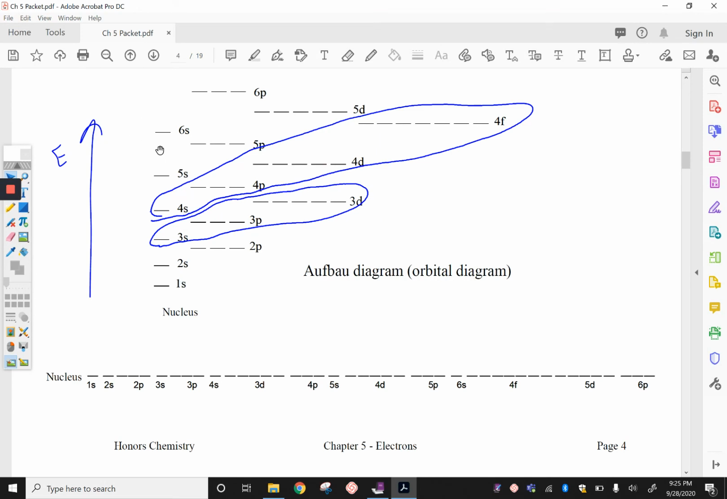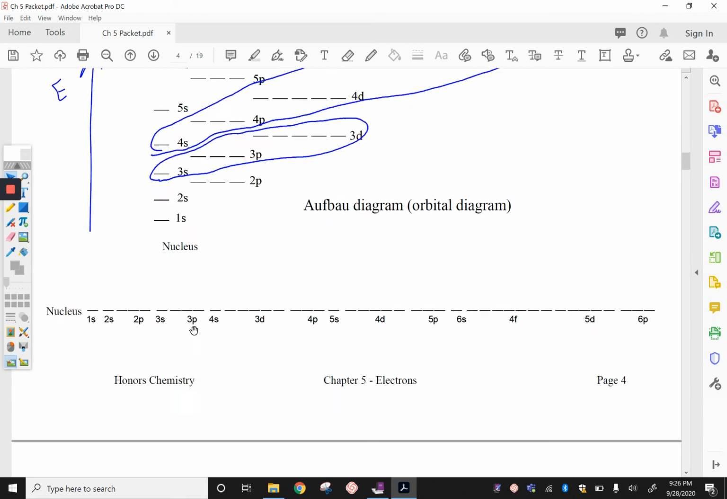You'll have to know this order for now. Tomorrow I will show you how to get that from the periodic table. Just by looking at the periodic table, you'll be able to tell what the order is. So you don't have to really memorize this. You can just look at this to do your homework for tonight, the worksheet, but then tomorrow you'll be able to look at a periodic table and be able to tell.